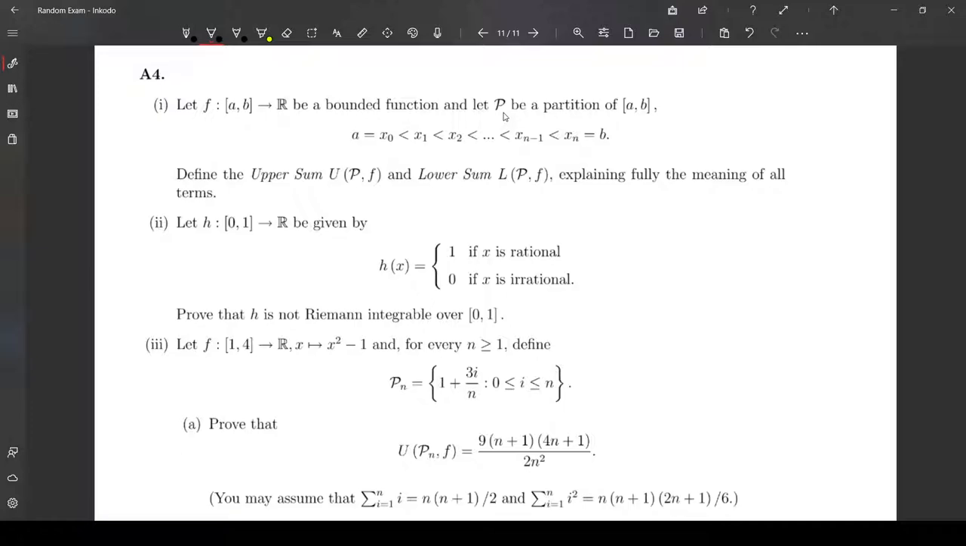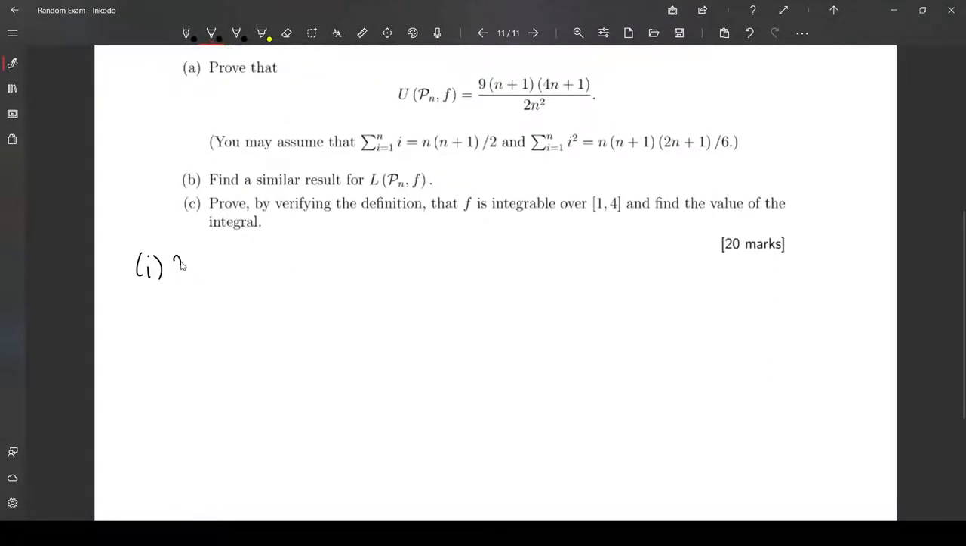Okay, so the idea here is that the bounded function allows us to take maximums and minimums. Actually, it's not guaranteed that it's continuous, so it doesn't necessarily achieve them, so I have to take supremums, but they will exist because it's bounded. So the upper sums are going to be when you take on each subinterval the supremum of f on that interval. And then the lower sums are going to be when you take the infimum.